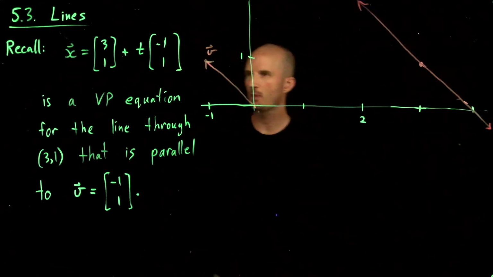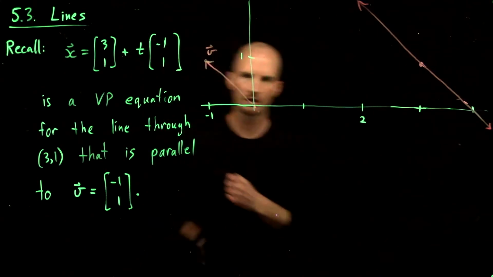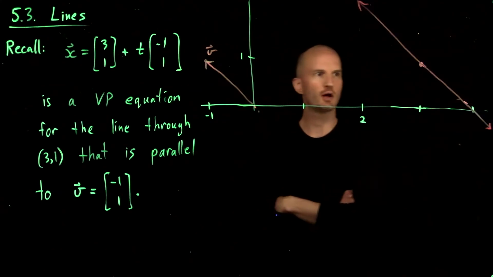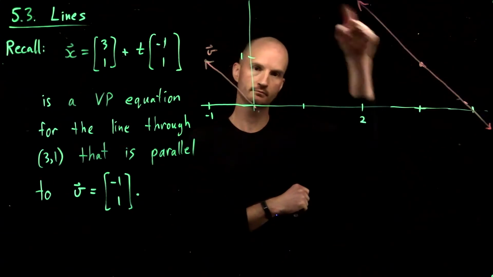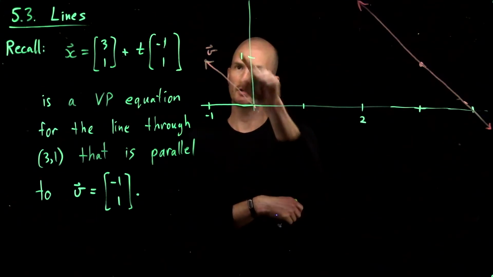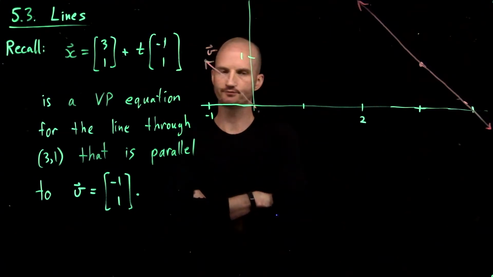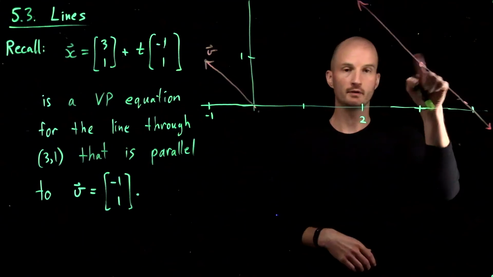And we have the familiar vector parametric equation for a line. And just to remind you of how this works, here's a little picture here. We have the line here. It's parallel to this vector v, which is -1, 1, and it goes through this point 3, 1 right here.